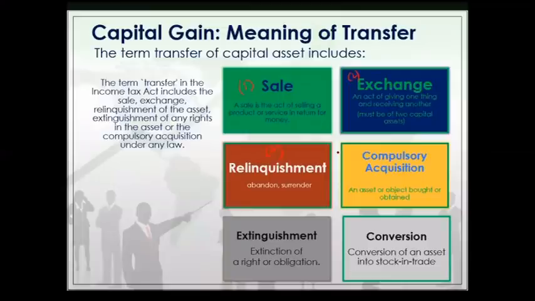There are, as you can see here, 1, 2, 3, 4, 5, 6. These six transactions are considered as transfer. So there's no definition for the word transfer, but it says the word transfer includes these six items. So the word transfer includes sale, exchange, relinquishment, compulsory acquisition, extinguishment, and conversion.